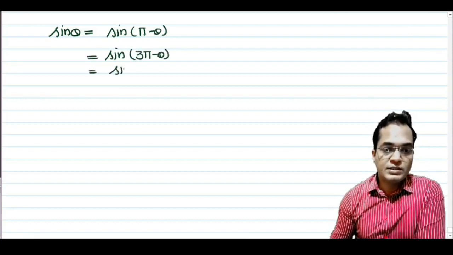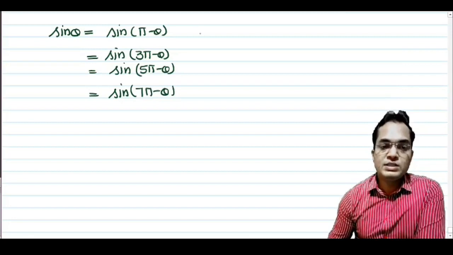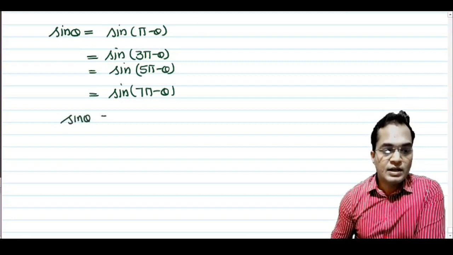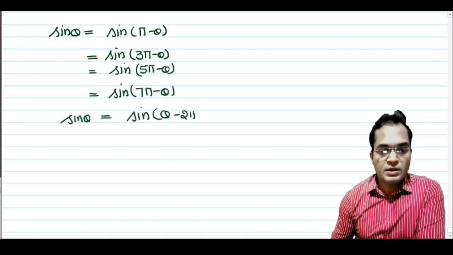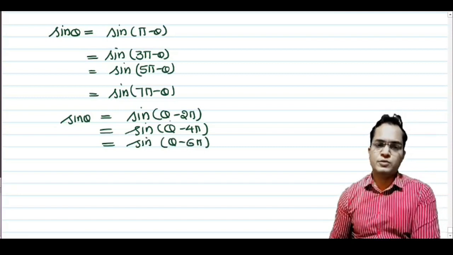You can write 5 pi minus theta, it's okay. You can write like 7 pi minus theta, yes, it is okay. Or sometimes you can write sine theta like sine theta minus 2 pi, okay. Then sine theta minus 4 pi, okay. Then sine theta minus 6 pi, okay, and so on.